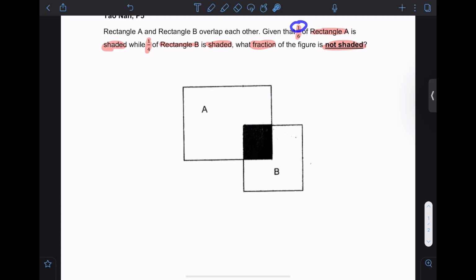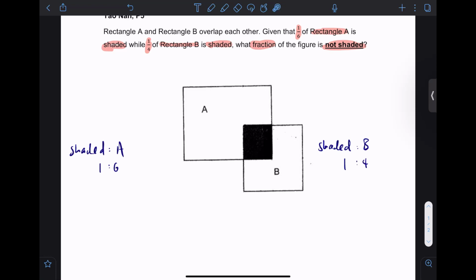Okay, so 1 out of a total of 6 units for A is shaded. So we talk about shaded is to A. This will be 1:6. Alright. So next we can speak the same of rectangle B. 1/4 of rectangle B is shaded. So shaded is to rectangle B is 1:4.